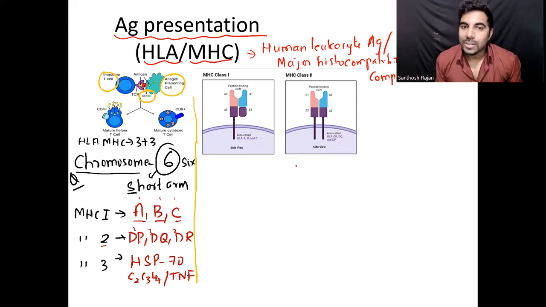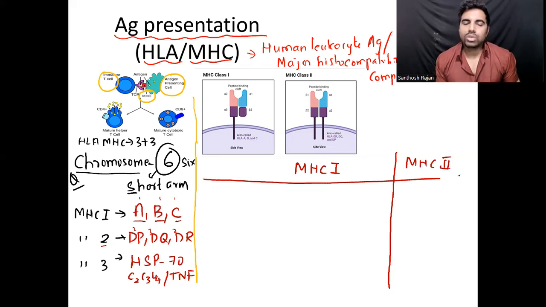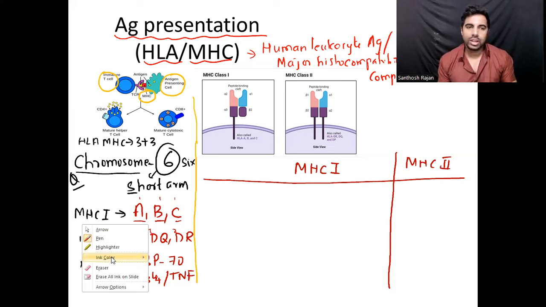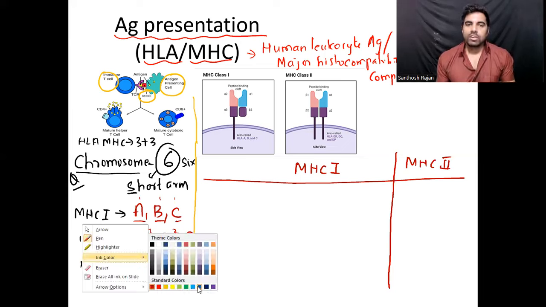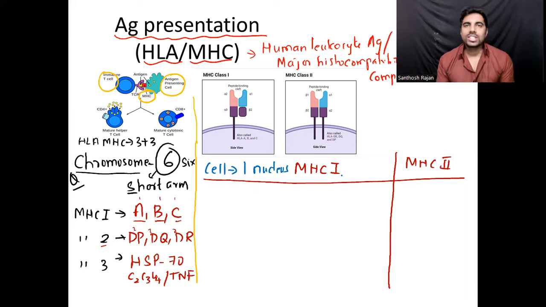How do you differentiate MHC1 and MHC2? That is very, very important, a frequently asked question. You will get many questions from here. MHC1 and MHC2: first of all, a shortcut. How to remember? One thing I would like to stress is how to remember. Very simple. How will you remember one? In every cell, how many nuclei are there? One nucleus. Remember like that: one cell, one nucleus.